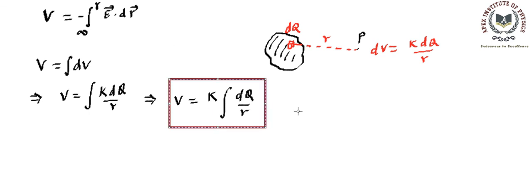So we can find the potential using this expression. We simply need to find dq, divide by r, and go to the integration. This integration has to be performed over the entire charge distribution.